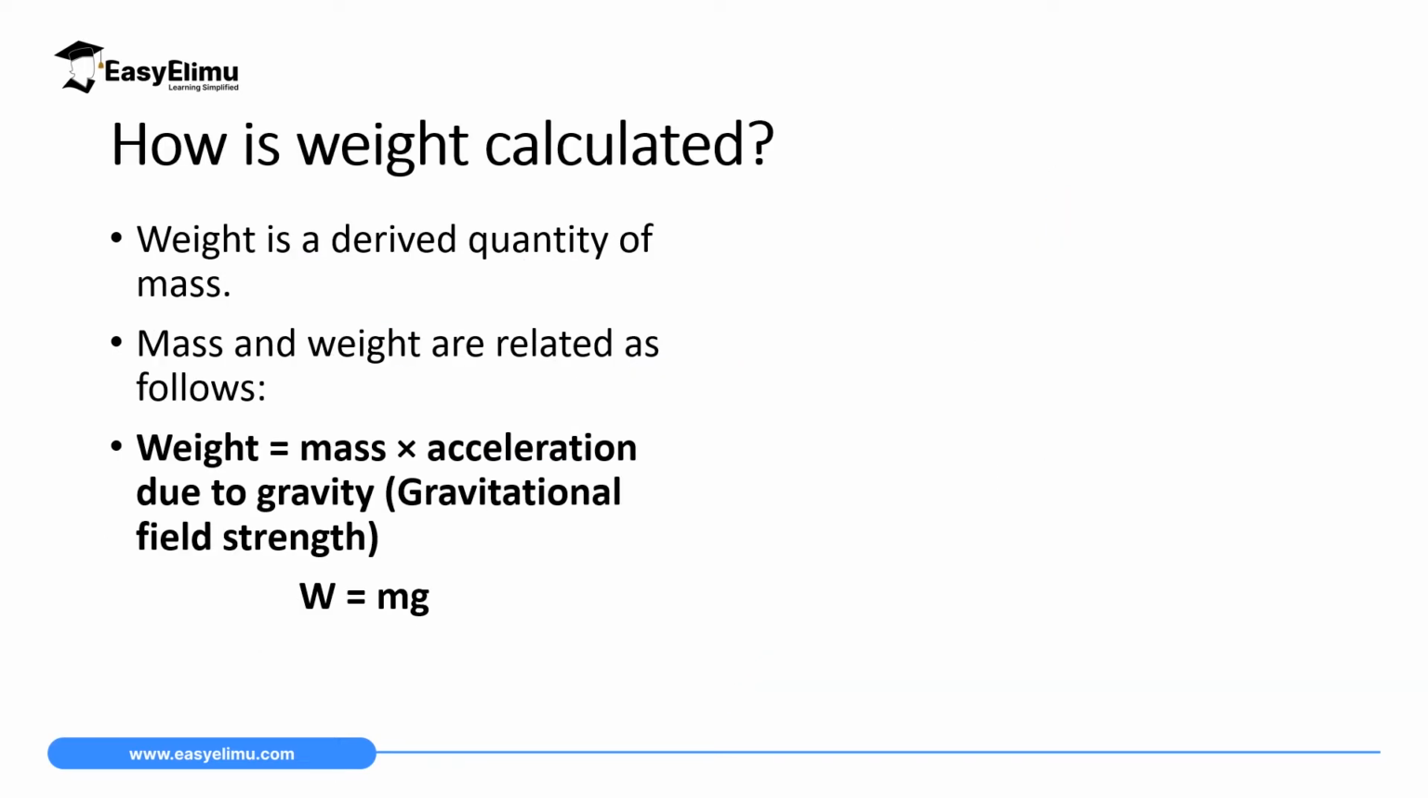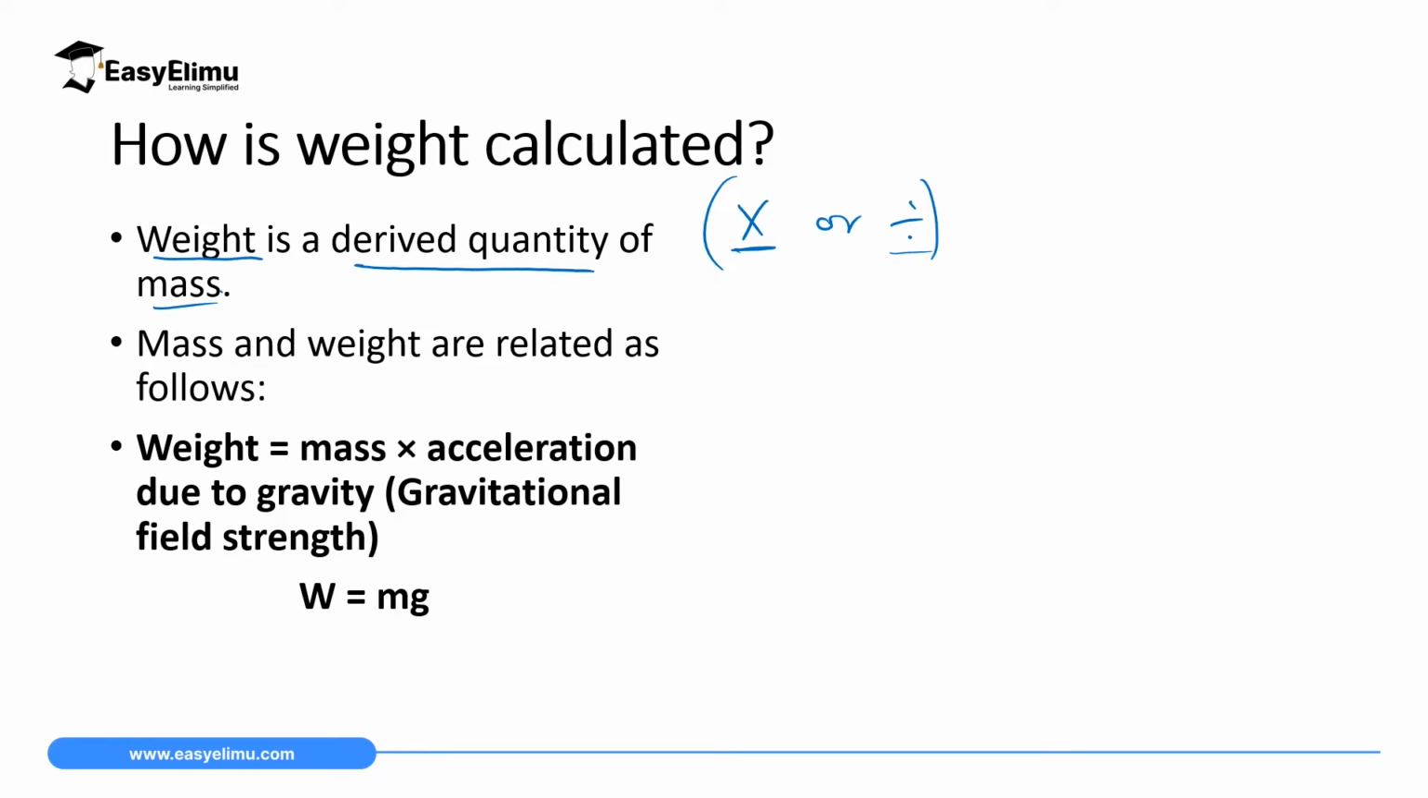Now, how is weight calculated? Before a student knows how to calculate weight, it's very important to know that weight is a derived quantity. Derived quantities we define as quantities that can only be obtained through multiplication or division of other physical quantities. So weight, we are going to obtain it by multiplication or division of mass. But we are going to realize that for us to obtain weight, we are going to multiply mass, so we are going to use this multiplication sign. We are going to multiply mass and acceleration due to gravity, which we call gravitational field strength.